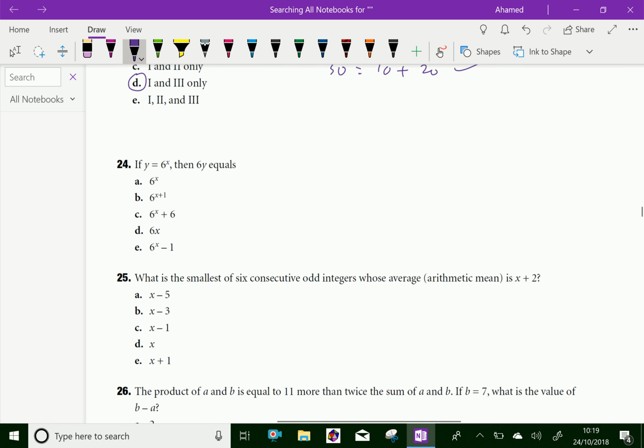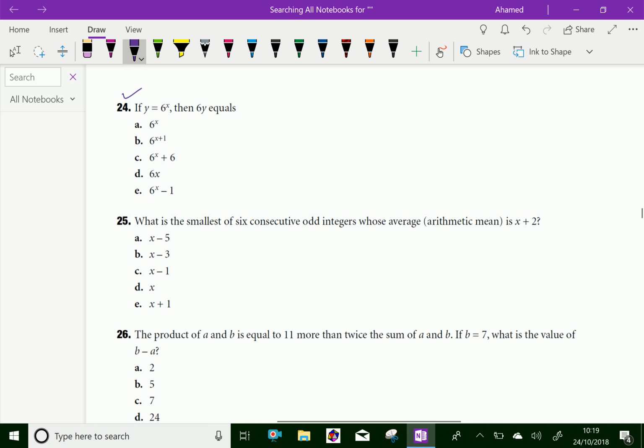Now next question. If y equals 6 power x, then 6y is equal to 6 into 6 power x. 6 can be written as 6 power 1, so it is equal to 6 power x plus 1. So choice B.